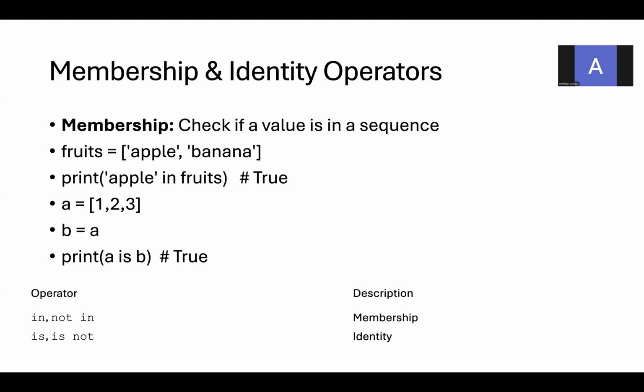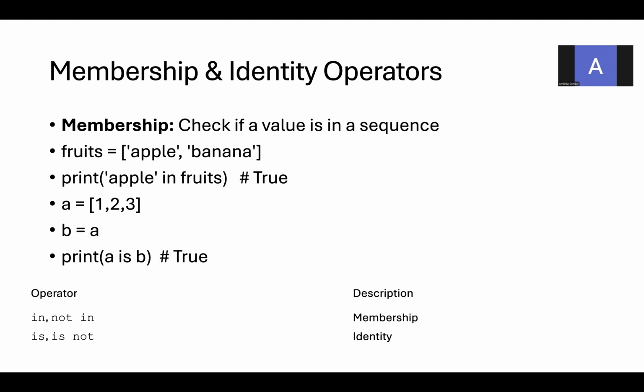A is equal to 1, 2, 3. B is equal to A. Print A is B. True. Yes, because I'm going to copy the value of A into B. So the same memory of A will be shared with B, so whatever elements are in A will be present in B.